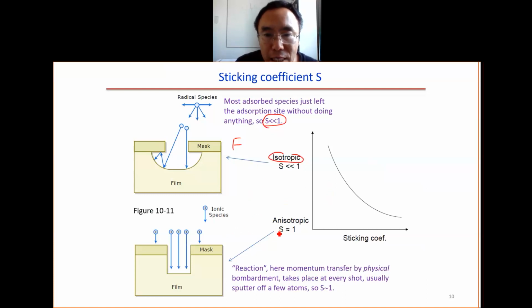For ion bombardment, S equals 1, because all the ions that come here, something will happen. Here the reaction is the momentum transfer by the physical bombardment. That means every bombardment will cause a momentum transfer. So we have the physical reaction right at the spot where it hits the substrate. That's why we have S equal to 1, and we have an anisotropic profile. This bombardment gives an anisotropic profile.